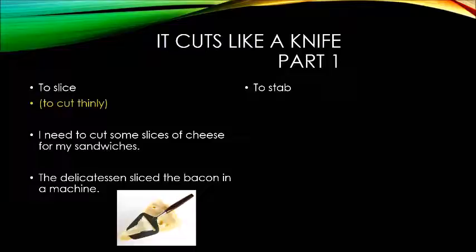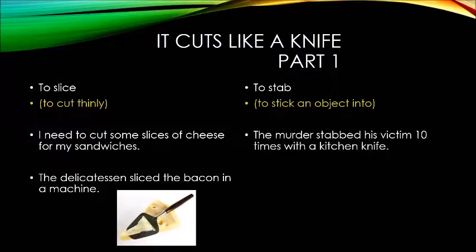To stab. Now if you watch your murder mysteries or your CSIs, you've probably seen this. To stab something or someone is when you kind of stick a knife into it violently, yeah? So to stick an object into something, like even if you've got a microwave dinner, you stab the plastic a couple of times and then you put it into the microwave. And the example I've got, the murderer stabbed his victim 10 times with a kitchen knife. Nice and cheerful.